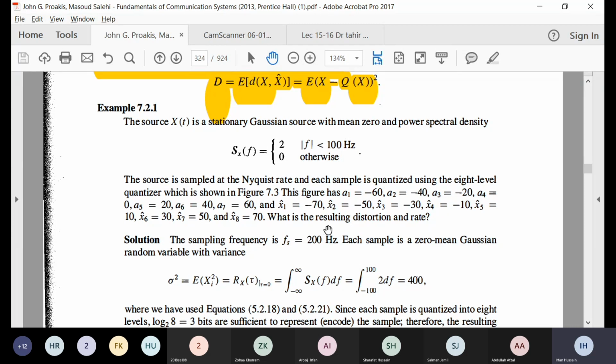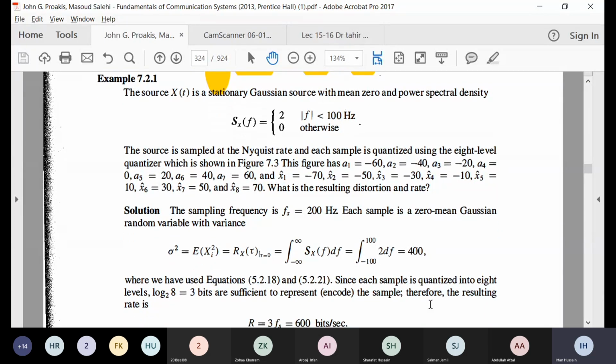We have seen the sampling frequency will be 200, and that the sampled signal is a zero mean Gaussian with this power density. If I want to find its variance, we have seen earlier in chapter 5 that it is the autocorrelation function with zero delay, which is the power spectral density integrated. The area under the curve of the power spectral density gives the autocorrelation at 0, which is the variance of the random process. Its height is 2, going from minus 200 to 200, so the variance comes out to be 400.